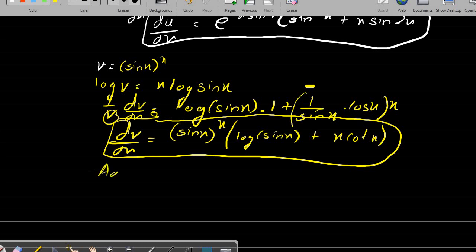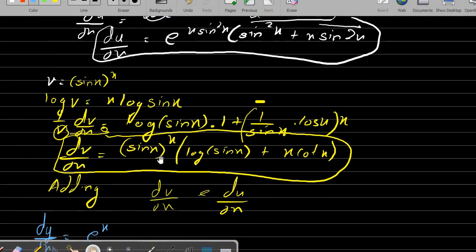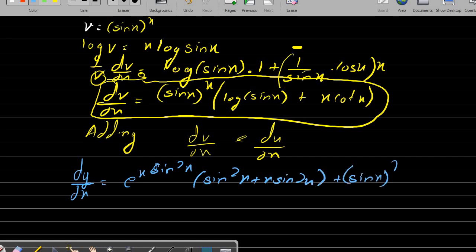So now adding these two, dv by dx and du by dx, we would get, let me write it with a different color so it's clear, dy by dx is equal to e raised to the power x sine square x, let me see what it was, yep, into sine square x plus x sine 2x, plus sine x raised to the power x, this is just written here, right, into x cot x plus log of sine x, and here we go. This is your answer.